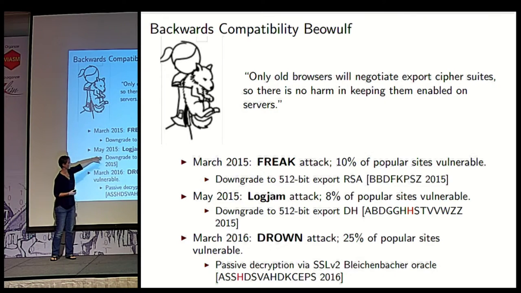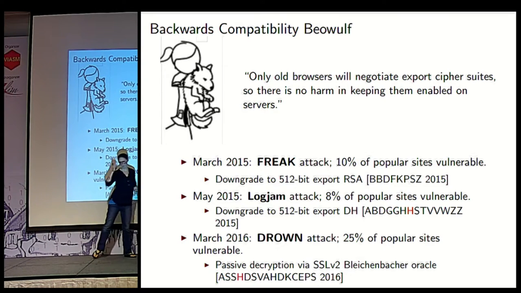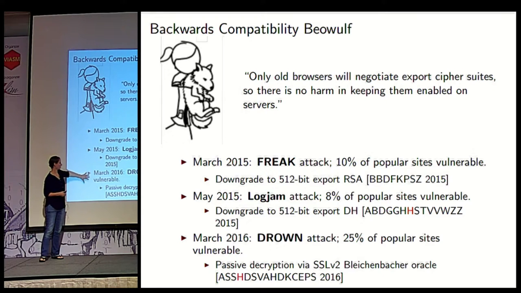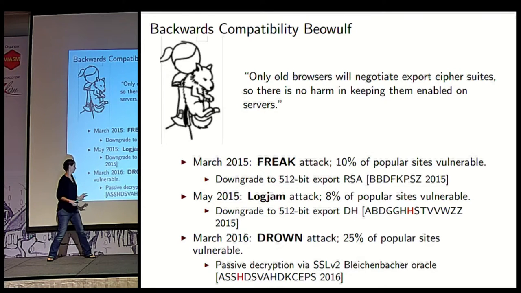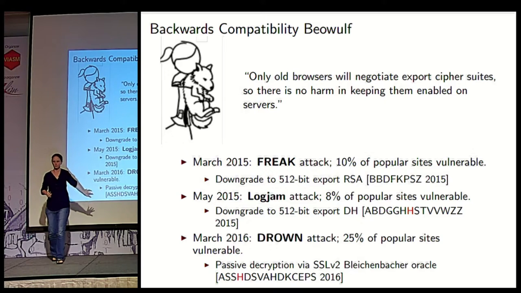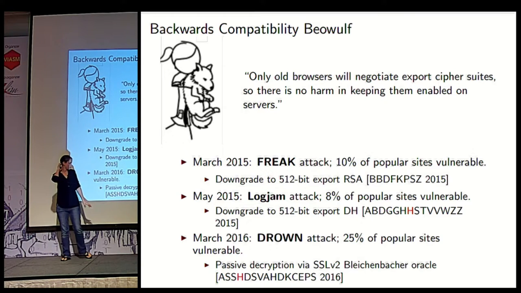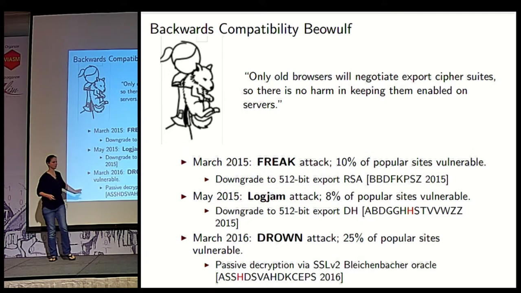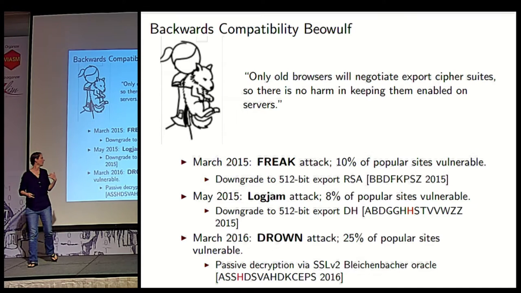Later, a large number of collaborators and I developed a version of this attack for export Diffie-Hellman, which still had quite a lot of support, even multiple months after the FREAK attack was released, for export cipher suites on popular websites. And then earlier this year, another very large number of authors, the number of authors is increasing, developed a much more complicated attack that allows passive decryption of TLS using the fact that a server might support SSLv2 with export cipher suites. So it's a different kind of attack, but there's been this series of devastating attacks on modern implementations.